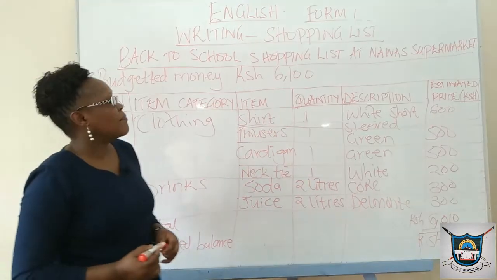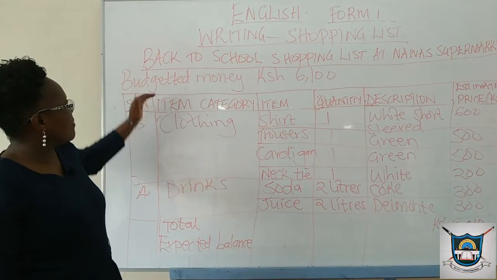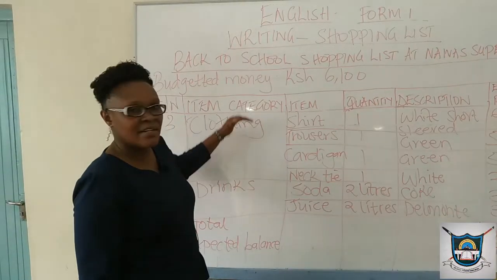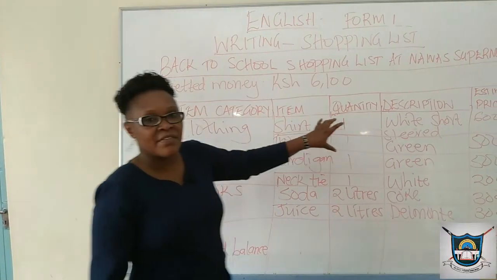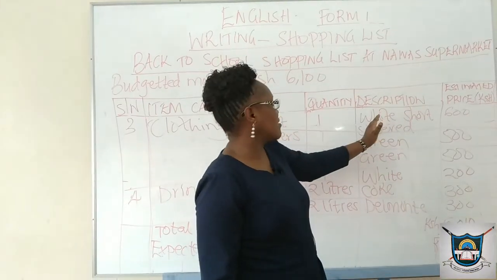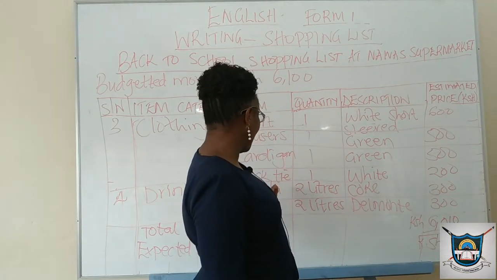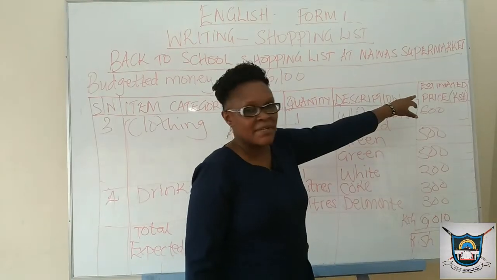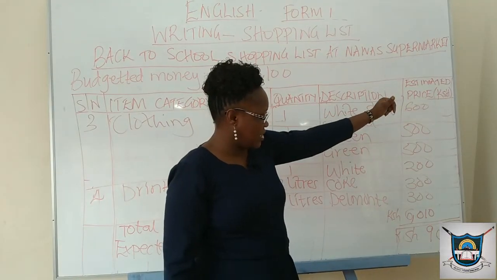Learners, that is a sample of a shopping list. We have the serial number, the title, the budgeted amount, the item category where we group related items. Then we have the quantity, how many or how much. Description, you describe the item. If it is a shirt, you must describe. If you're buying soda, you must describe which one. And then the estimated price in Kenya shillings, of course, in our case.